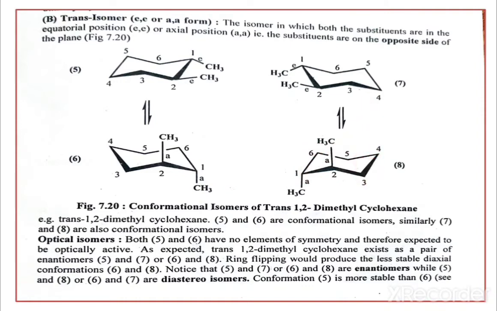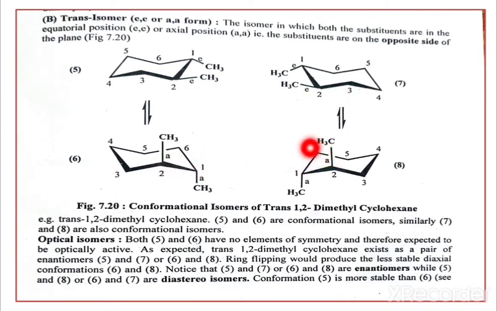Now here the optical isomers are 5 and 6. The 5th and 6th conformations have no element of symmetry, therefore they are expected to be optically active. It does not possess a plane of symmetry, therefore it is optically active. As expected, trans 1,2-dimethyl cyclohexane exists as a pair of enantiomers of 5 and 7 or 6 and 8.